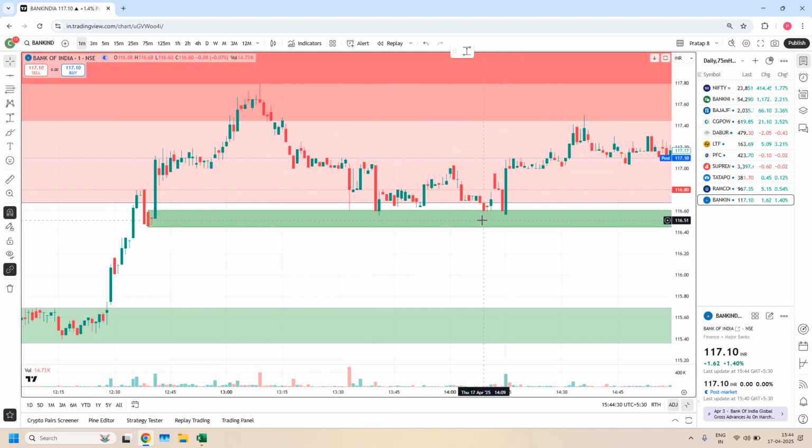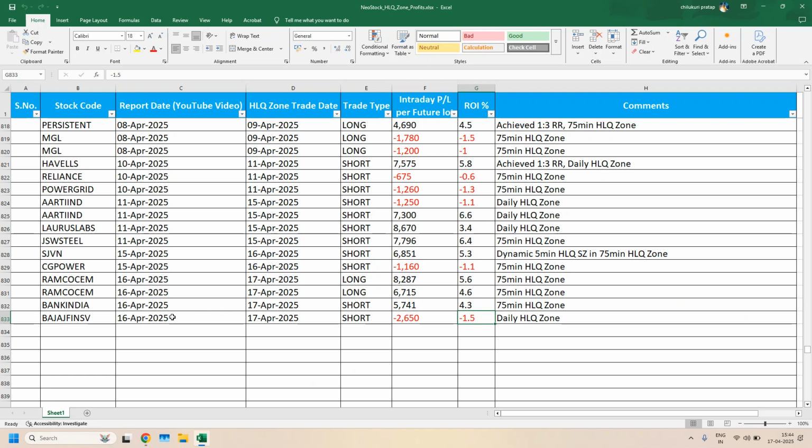Until this 1 minute high liquidity area, Bank of India has given you a profit of 5,741 rupees, which is 4.3% ROI as per your futures margin cost. Using the same capital, today you would have got all the 4 trades. Of course, one is stopped out. But even then, what could have been your total profit? Your total profit would have been 18,093 rupees. Say 18,000 rupees profit you got, even after deducting this loss.